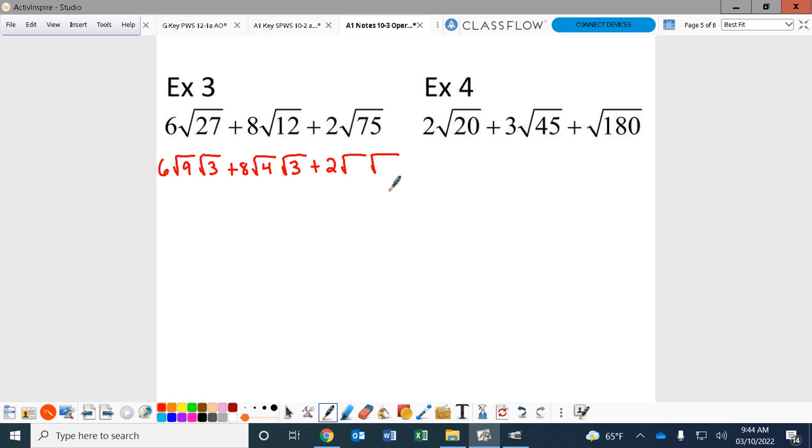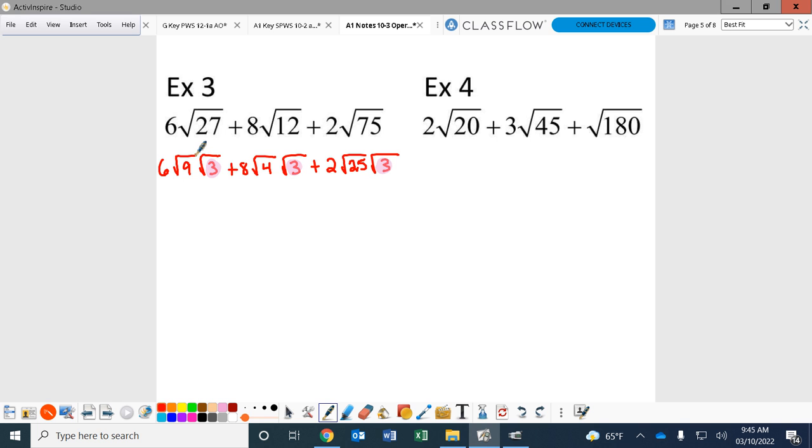Okay, we're looking at 75. Guys, 75 should be fairly obvious which one of the numbers goes in there. What goes into it? 25 goes into it. And how many times does 25 go into it? 3. Do you see that they all are going to have a square root of 3 after them now? We made them into like terms. Let's finish it up so you can see that a little better.